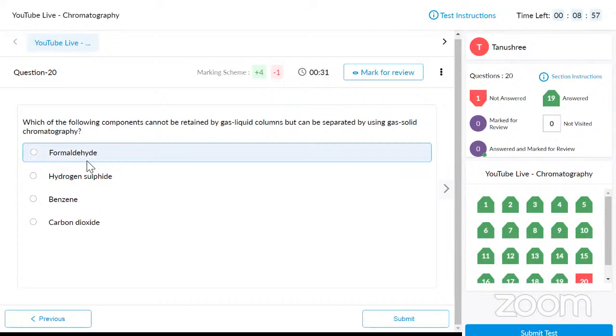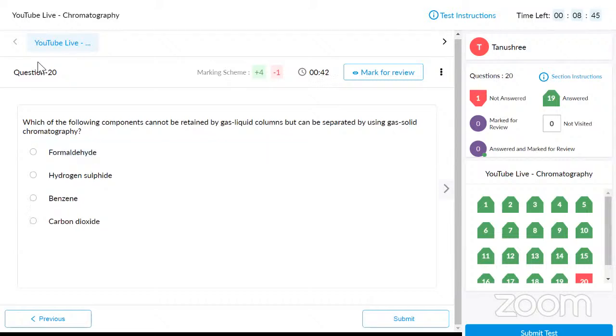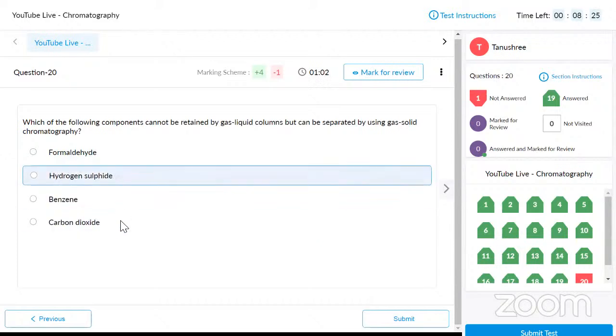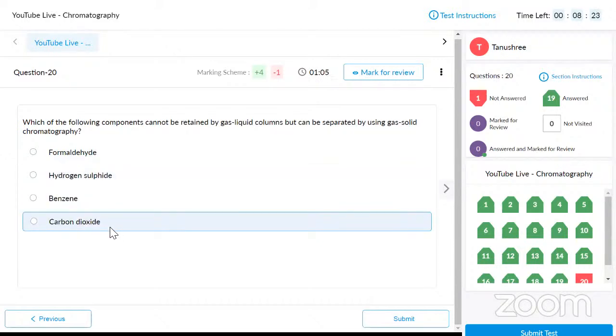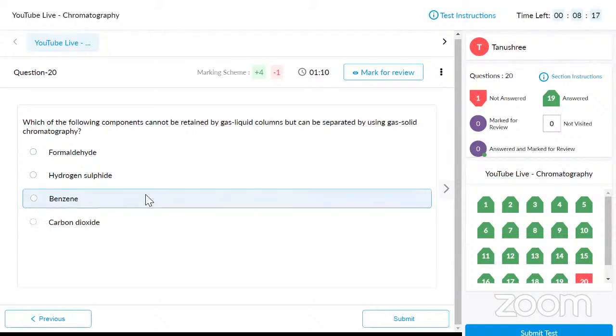Why? Because formaldehyde can be retained using the gas liquid column, but it cannot be retained using a gas solid column. The gas solid column is only applicable for gaseous samples. So benzene and formaldehyde are both liquid in nature, and hence they do not have the property of being gaseous. So the only gases among the four options are hydrogen sulfide and carbon dioxide. Now carbon dioxide cannot be used in the GLC. Why? Because it gives you a background noise in the gas chromatography.